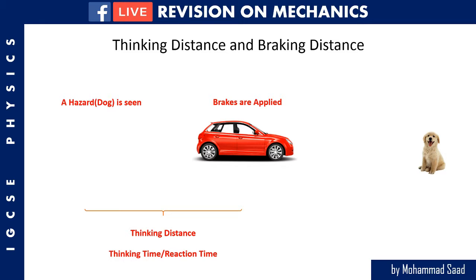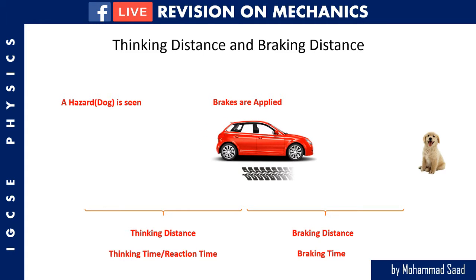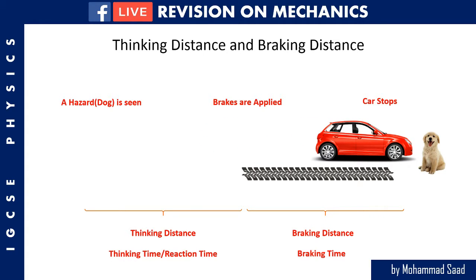And usually cars on highways move at a very high speed. We will consider that it is moving at a greater speed. So if it applies the brakes, it will skid like this. And you can see when the brakes are applied and before the car stops, it covers a minimum distance, right? That distance is known as the braking distance, and the time which the driver has spent is known as the braking time.